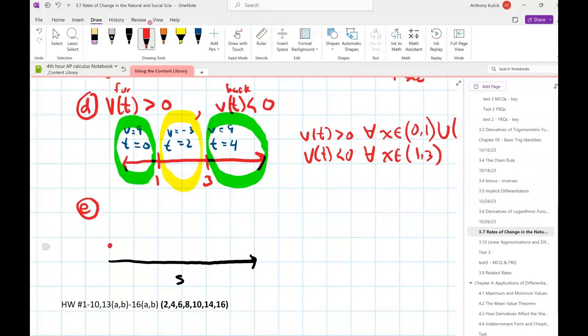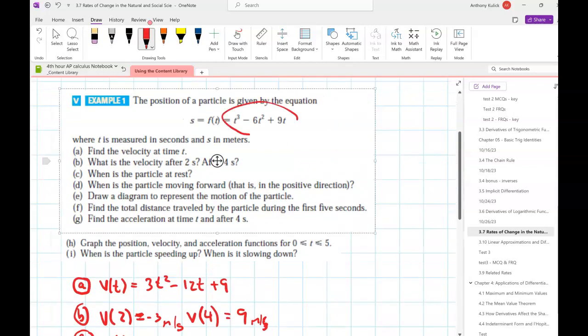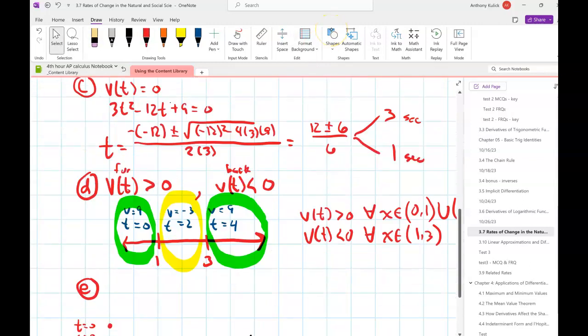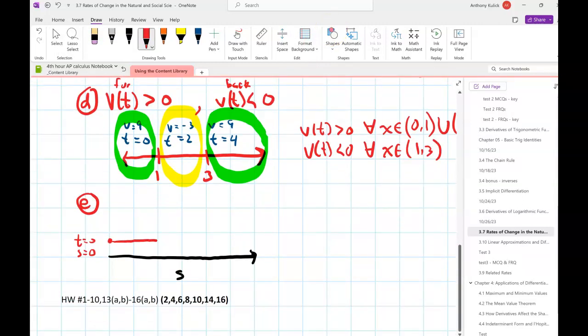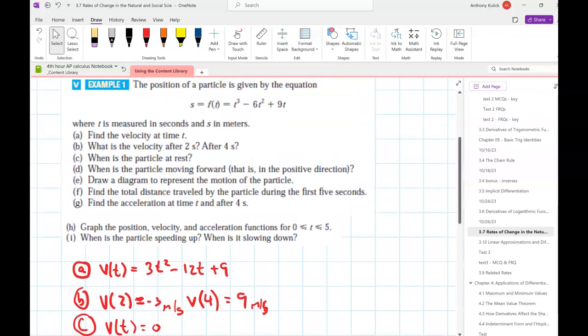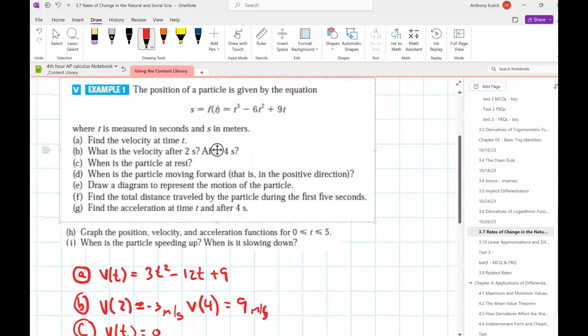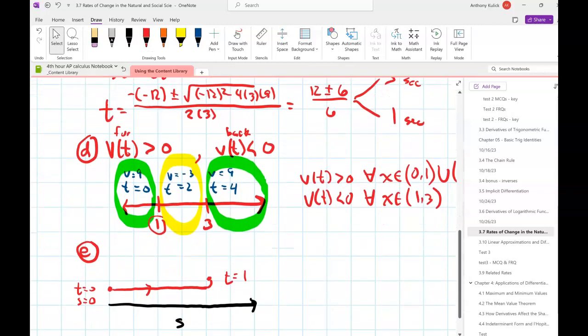So in the beginning, at t equals 0, the position is 0. How did I get that? I just plug 0 in for t, right? And then the particle moves forward until we get to time t equals 1, right? Because at that point, we know we're going to change direction and start moving backwards. At 1, we have 1 minus 6 plus 9, so that's position 4.